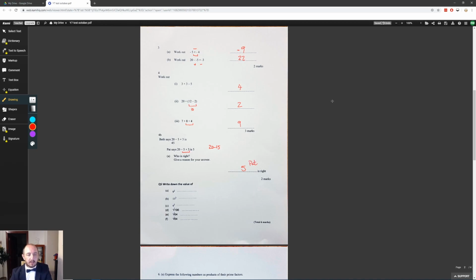Write down the value of 9 squared, 81. 15 squared would be 15 times 15, so 225. 4 cubed is 64. And then we have the square root of 196.